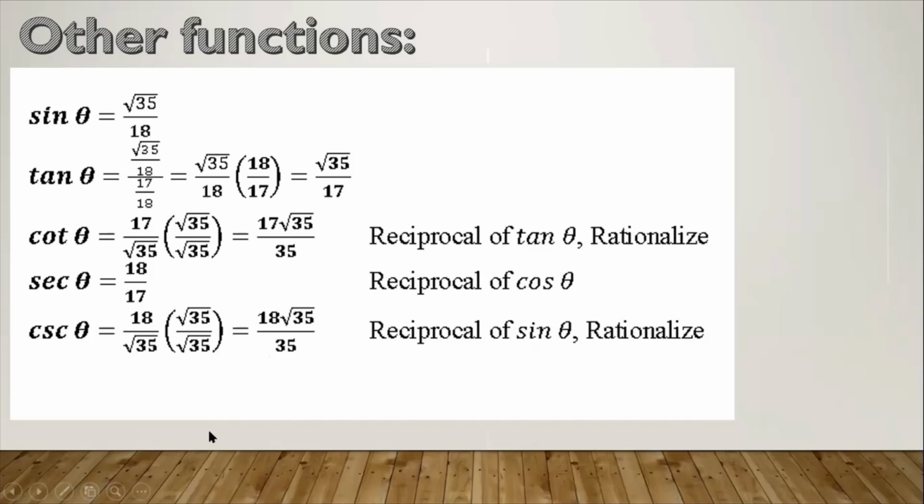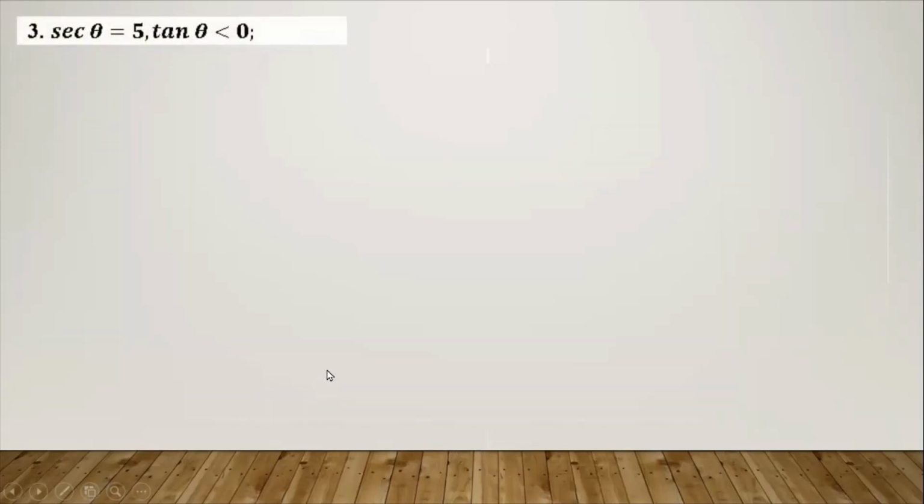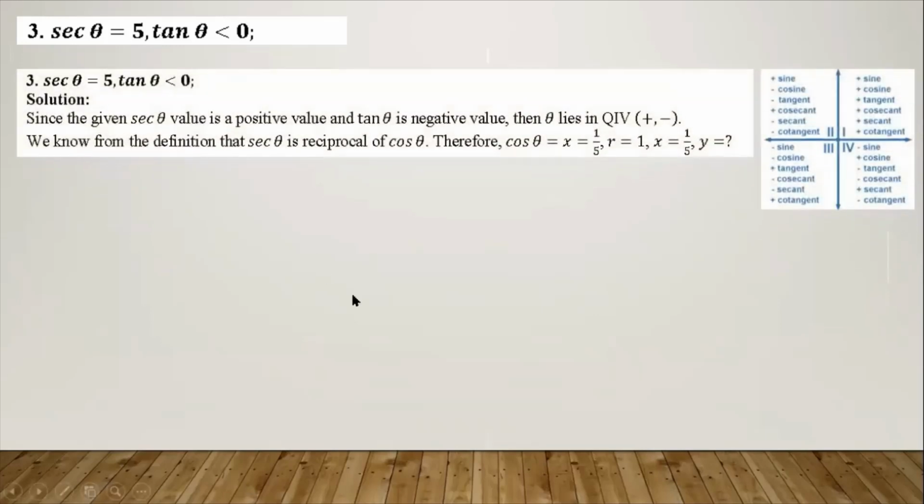And these are the other functions. Let's have number 3. Secant theta is equal to 5, where tangent theta is less than 0. Please think, where can we locate this theta? From what quadrant? Quadrant 1, quadrant 2, quadrant 3, or quadrant 4? Maybe you are right, because our theta is located in quadrant 4, since our secant there is positive and our tangent is negative. No other quadrant will suffice the given condition.